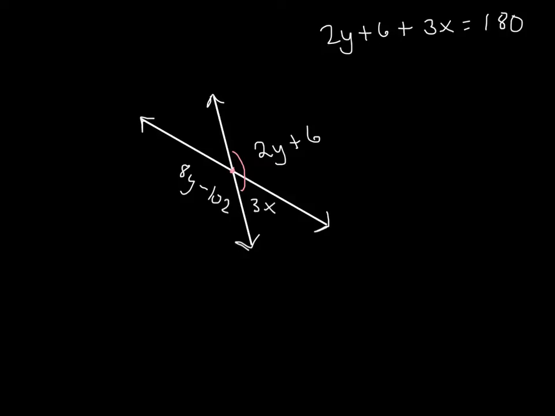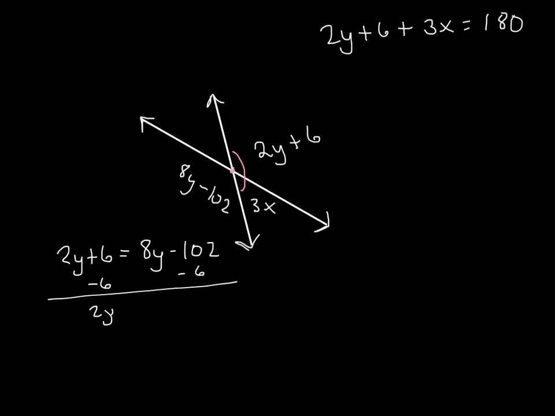Because they're telling us that 2y plus 6 is the same thing as 8y minus 2, we can just set that up as an equation. And now we've got one equation with one type of variable. So I begin by subtracting 6 from both sides. I get 2y equals 8y minus 108. I subtract 8y from both sides.